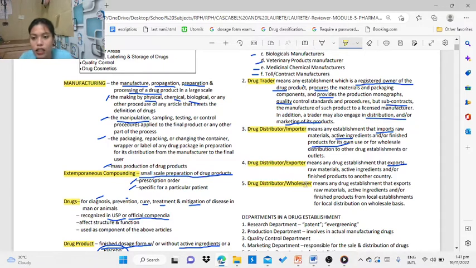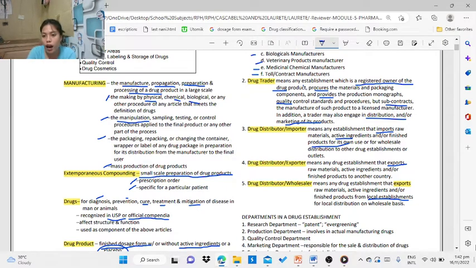How about the wholesaler? Okay. Do not confuse the drug distributor and the drug wholesaler. When we say exporter, it exports active ingredients, products and others. But when we say wholesaler, it exports raw products from a local establishment to local buyers. The wholesaler gets from a local establishment, or they sell raw materials, active ingredients, or finished products from a local establishment or to a local district.